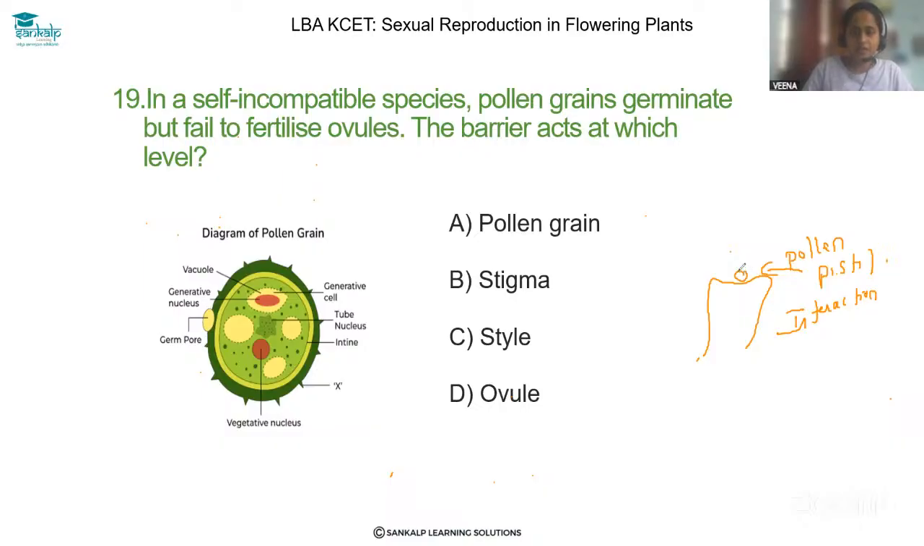If it does not allow this pollen grain to form the pollen tube through the style, the style is acting as a barrier here. So it will not allow the pollen tube to form. That means the final correct answer is the style. The style acts as a barrier, so it will not allow the pollen tube to form through the style.